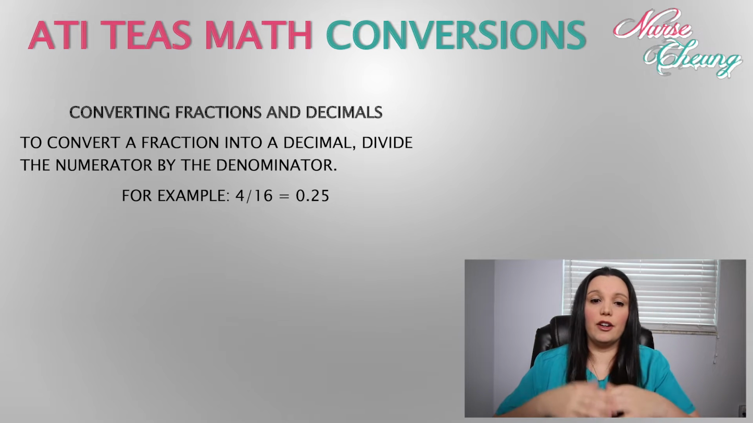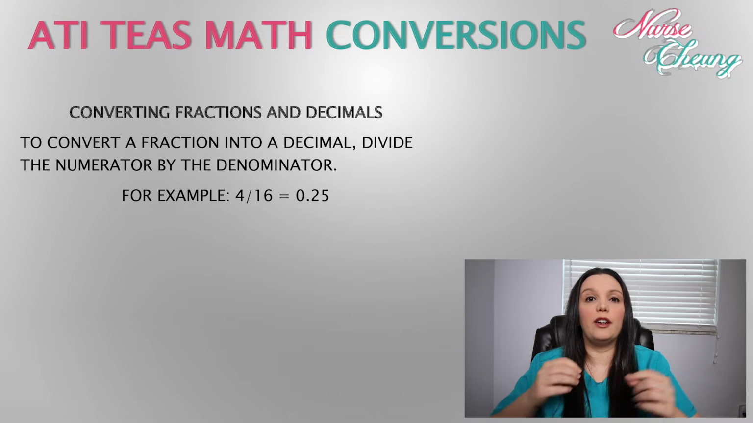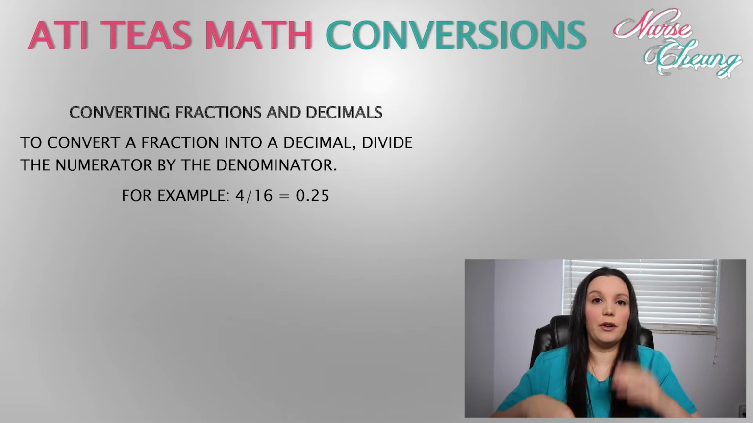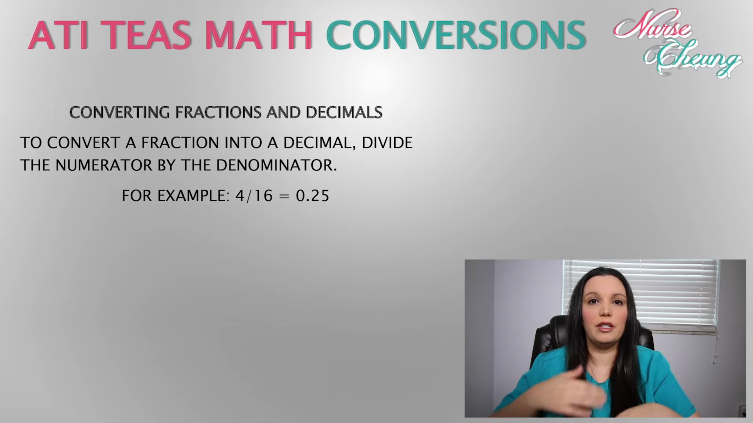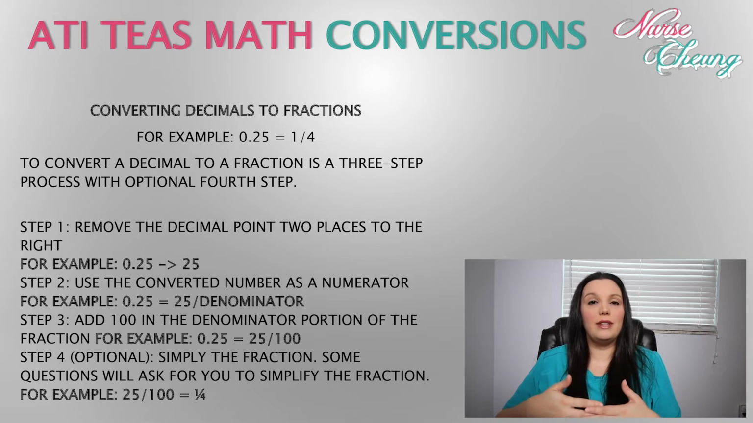So moving down here, conversions of fractions and decimals, we're going to divide the numerator by the denominator. That is the top number by the bottom number. So 4 divided by 16 is equal to 0.25. So let's move to the other end of the spectrum. We're going to convert decimals to fractions. So we have the decimal 0.25. Now how do we go ahead and convert that into a fraction?